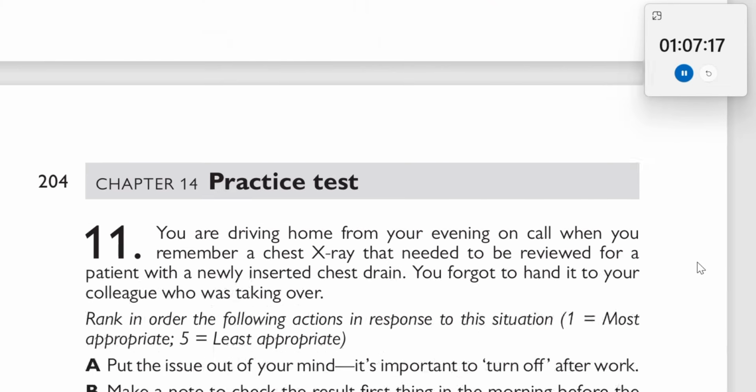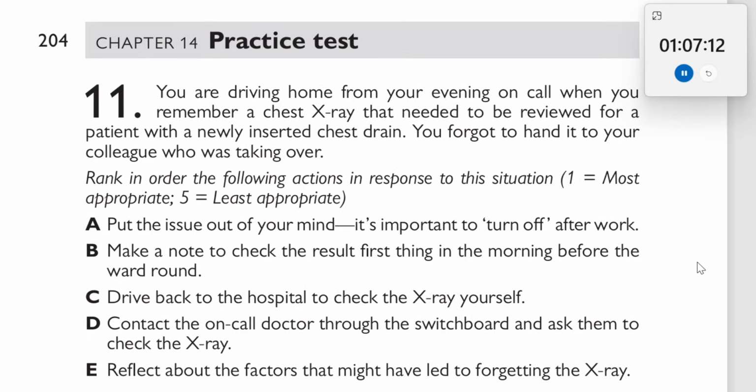Okay, so next one is 11. You are driving home from your evening on call when you remember a chest x-ray that needed to be reviewed for a patient with a newly inserted chest drain. You forgot to hand it over to your colleague who was taking over. Okay, so read the options and mark.